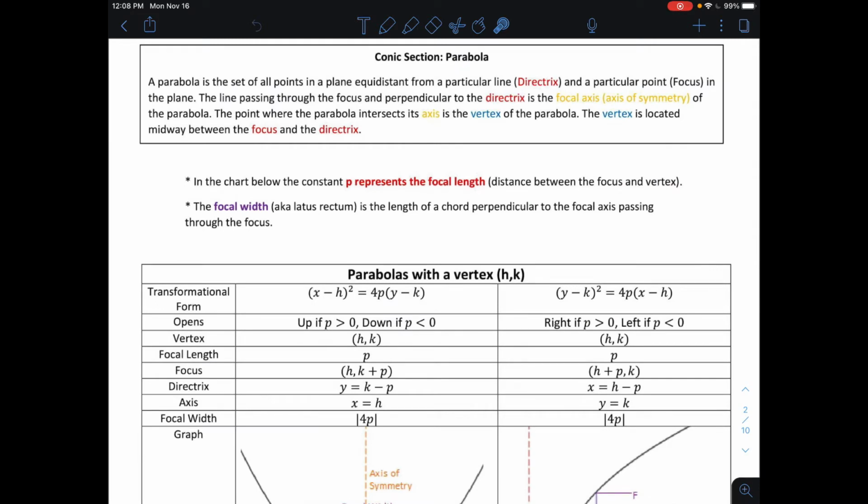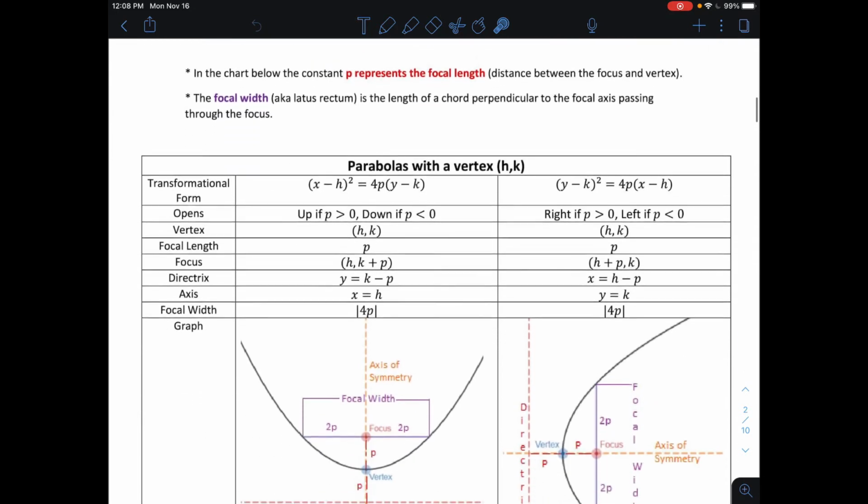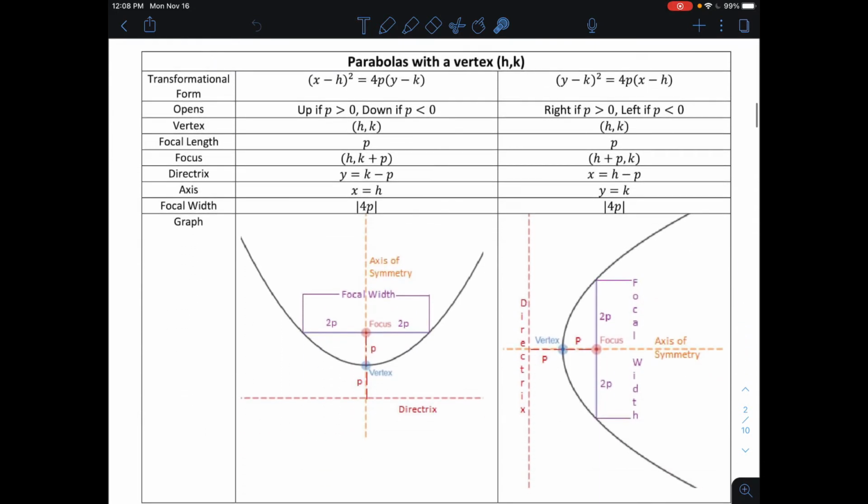We're going to define a parabola as the set of all points in a plane equidistant from a particular line called the directrix, and a point called the focus. If I generate a general equation for a parabola written in transformational form, we get these two general forms: (x − h)² = 4p(y − k), or (y − k)² = 4p(x − h).